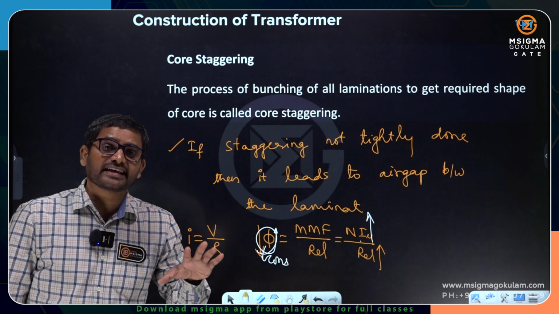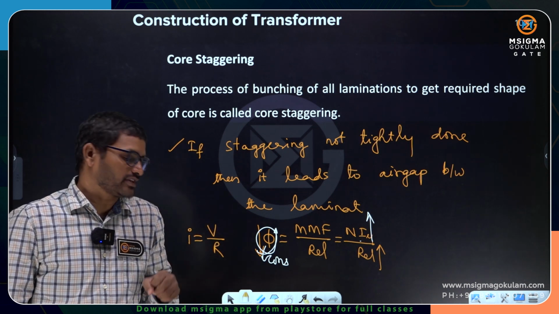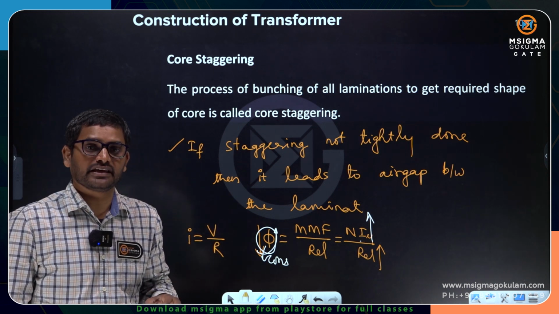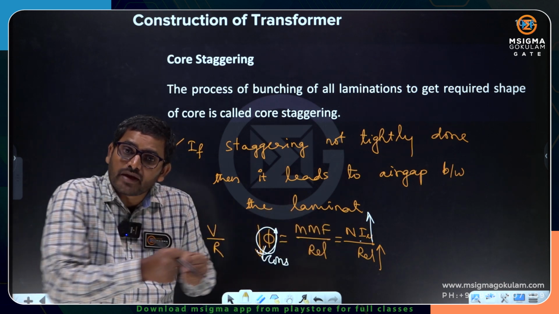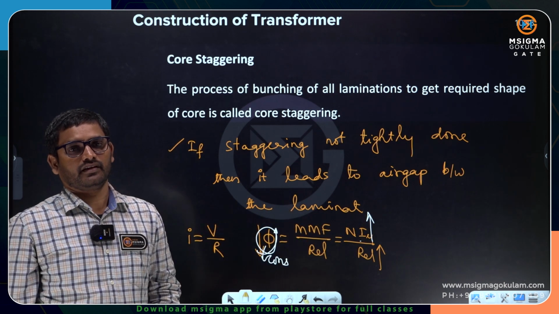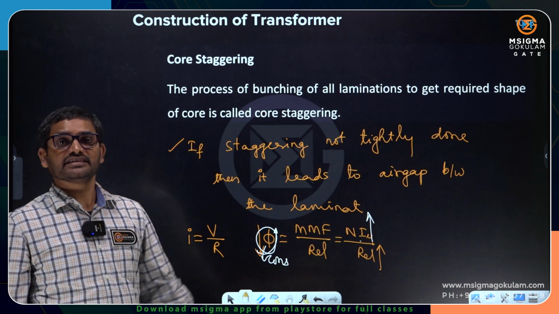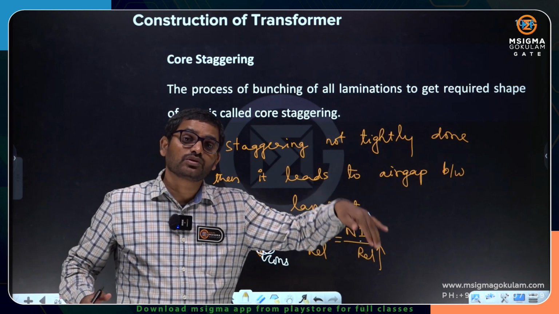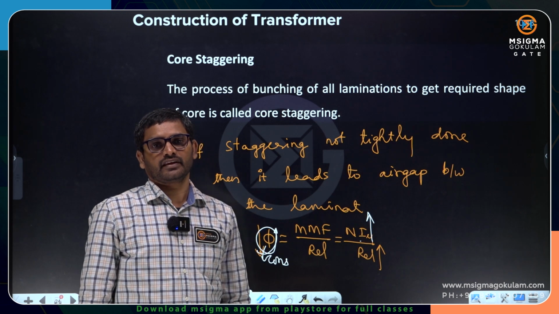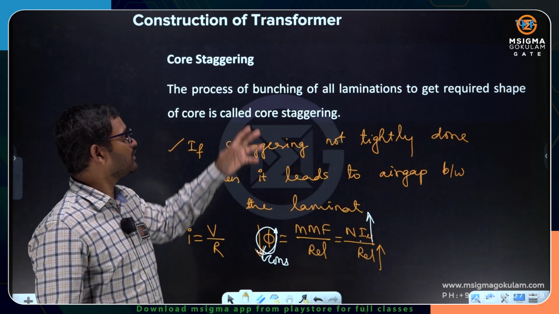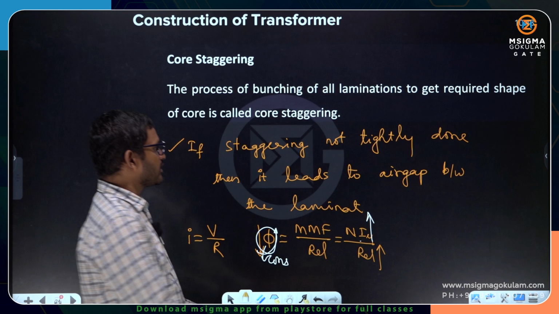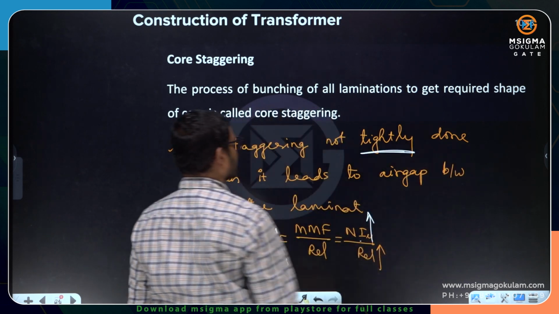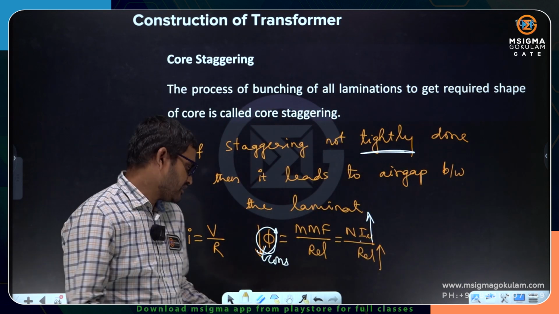If the core staggering is not done properly, then the transformer will draw more magnetizing current to establish a constant flux line. This is a drawback for us. If the magnetizing current is going to be more, it leads to low power factor. The only remedy to overcome the poor core staggering is to go for tight riveting. Make it tight. There is no other option.